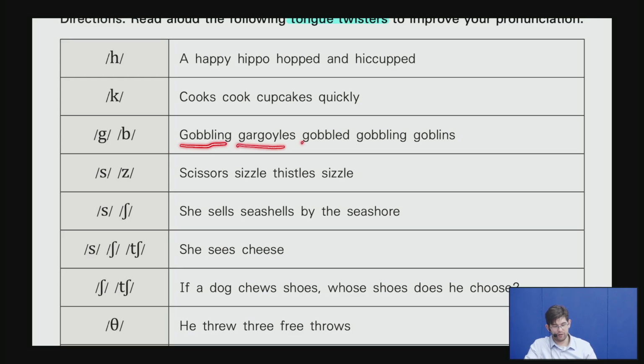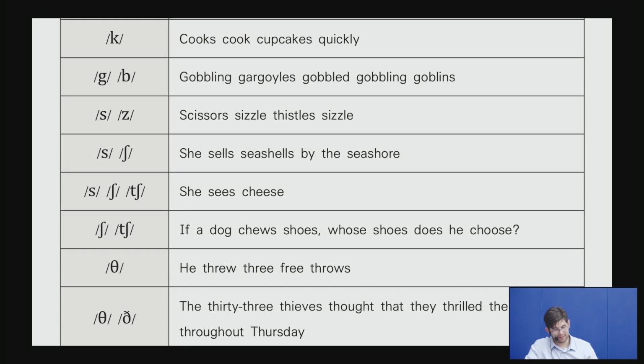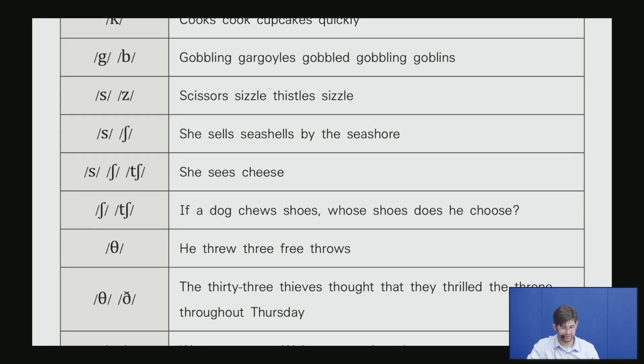And our next one is our G and B sounds. Gobbling gargoyles gobbled gobbling goblins. One more time. Gobbling gargoyles gobbled gobbling goblins. And our S and Z sounds, our vibrating Z with our short S. Scissors sizzle, thistles sizzle. And one more time. Scissors sizzle, thistles sizzle. And you can hear the difference between the Z and the S.